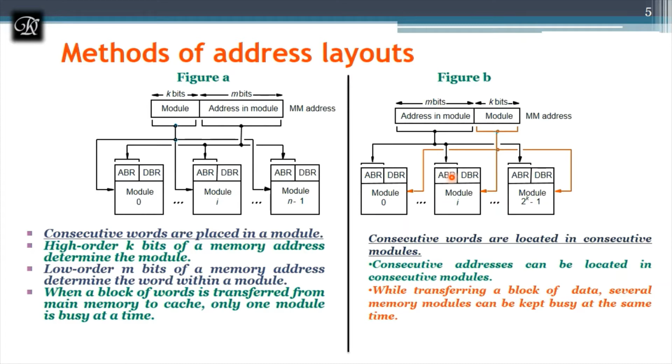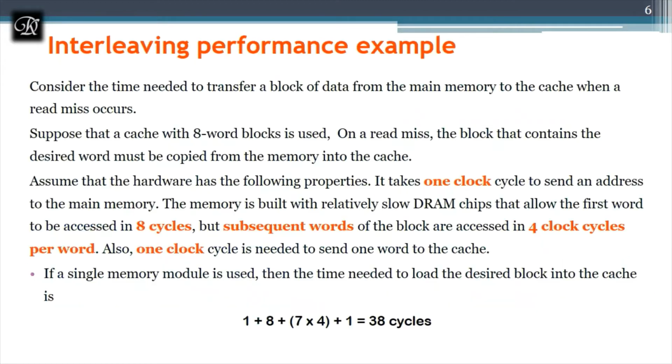So here parallel access of the modules is supported. In the first model, because the high order k bits represent the module, in a given time only one module can be accessed. But here, because the lower address bits are used for representing a module, we can use multiple modules in a given time, which implements the concept of parallel processing. Let's see an example and whether we can improve the performance or not.